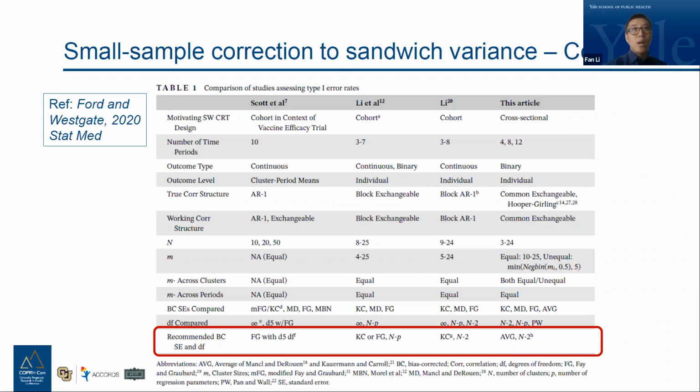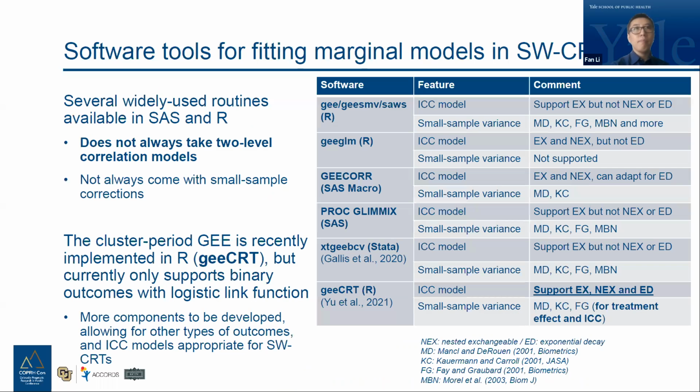For example, this figure summarizes several studies from a paper published in Statistics in Medicine, prior studies that investigate what are the recommended bias corrections of the variance parameters, as well as the degrees of freedom in small stepped wedge cluster randomized trials.